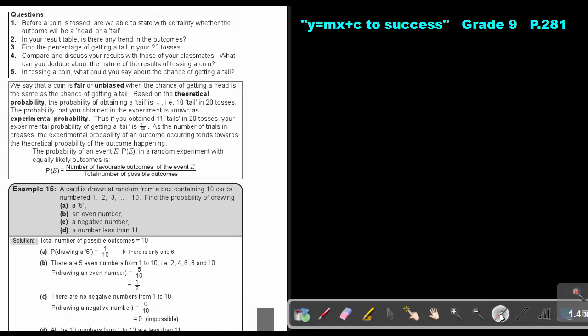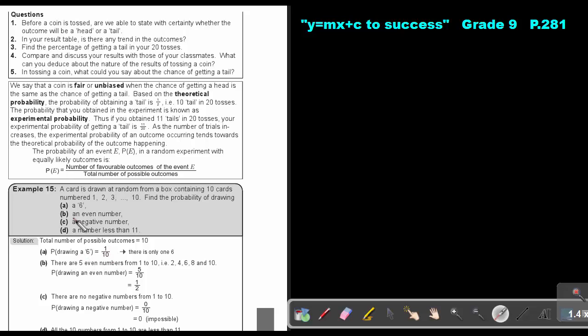Okay, let's look at an example. Example 15. A card is drawn at random from a box containing 10 cards, numbered 1 to 10. Find the probability of drawing a 6. Now there are 10 cards and every card has a different number. So there will just be one card with a 6. So the probability of getting a 6 is 1 out of 10.